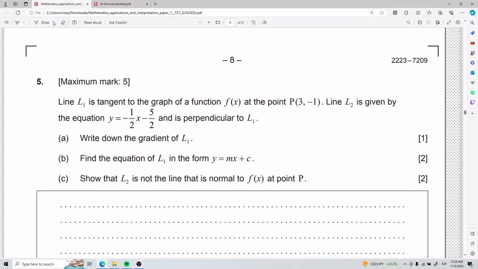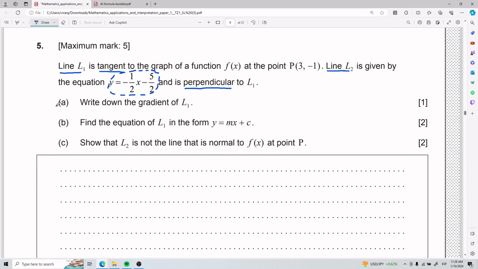All right, so for this fifth one, we have that line L1 is tangent to a graph of a function f of x at the point (3, 1). Line L2 is given by the equation blah, and is perpendicular to L1. There's a lot of buzzwords going on. Let's see what's happening. For part A, we have to write down the gradient of L1.